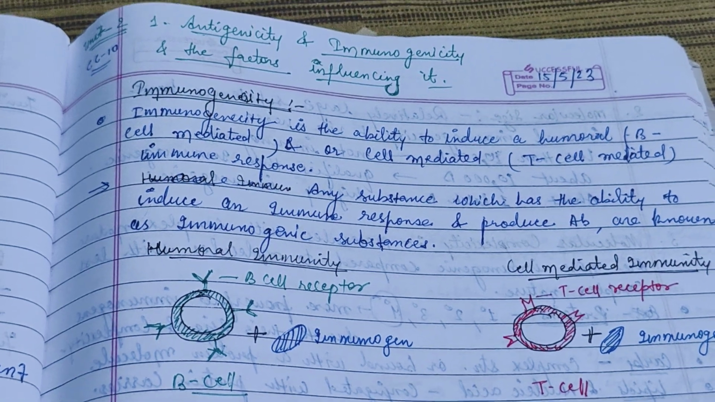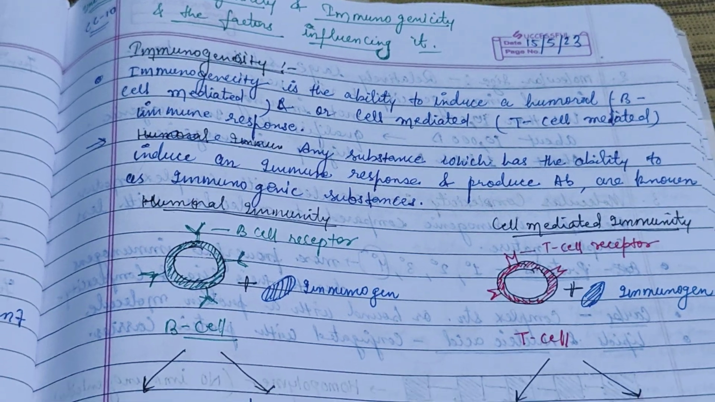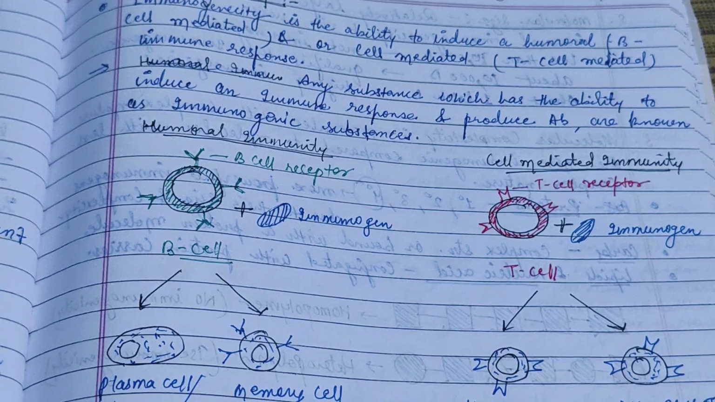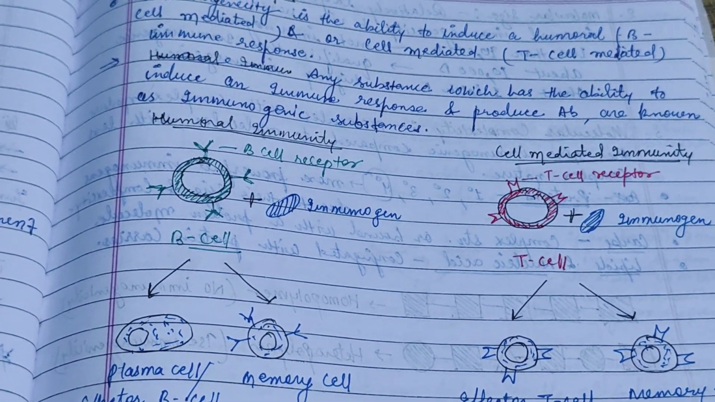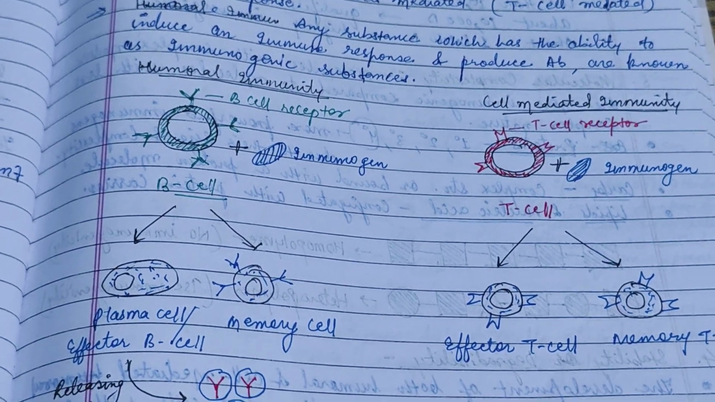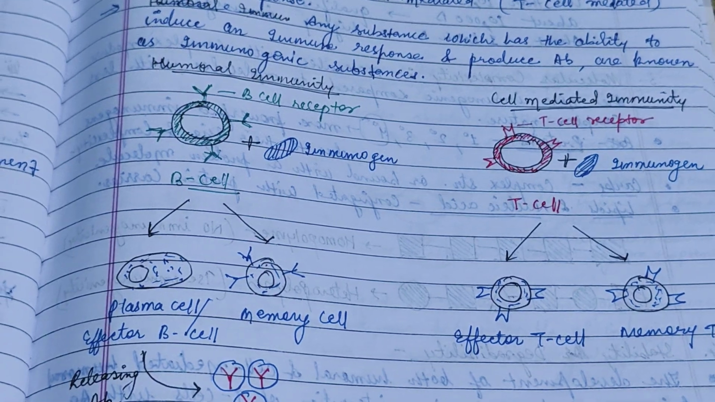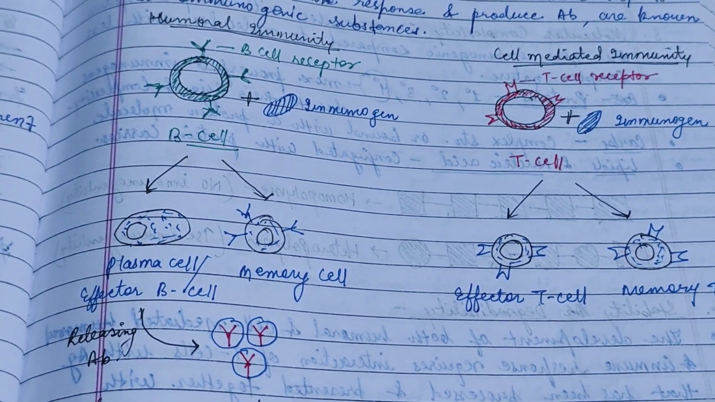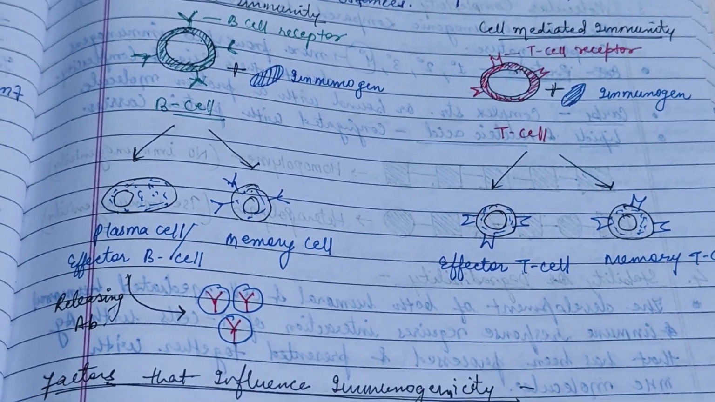Yeah, hi. This video is about antigenicity, immunogenicity, and the factors influencing it. Immunogenicity is the ability to induce a humoral, or B cell mediated, or cell mediated, or T cell mediated immune response. Any substance which has the ability to induce an immune response and produce antibody is known as an immunogenic substance. So there are two types of immunogenic response, that is humoral immunity and cell mediated immunity.